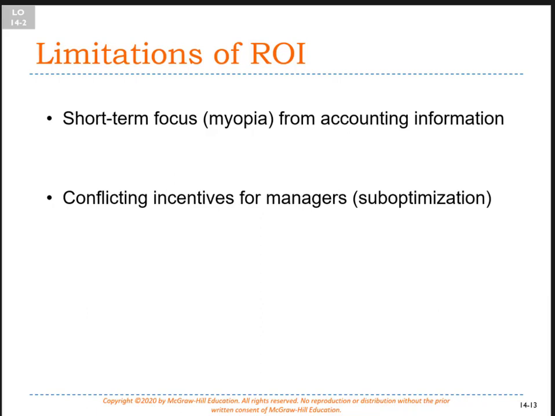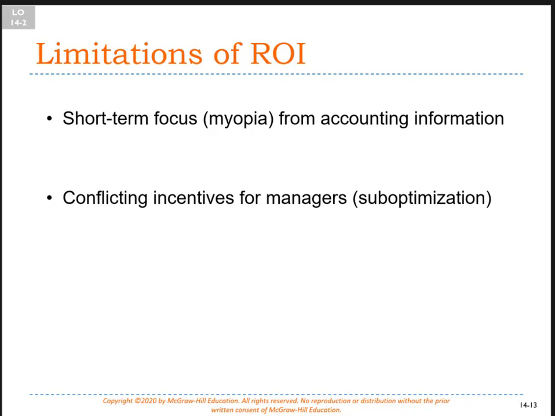It can be short term. This is not looking over a 5 or 6 year period. This is looking right now at our net income divided by the assets. Okay, so we could have a situation where, as a manager, we may do some things that would improve our return on investment, but might long term be not good for the company.